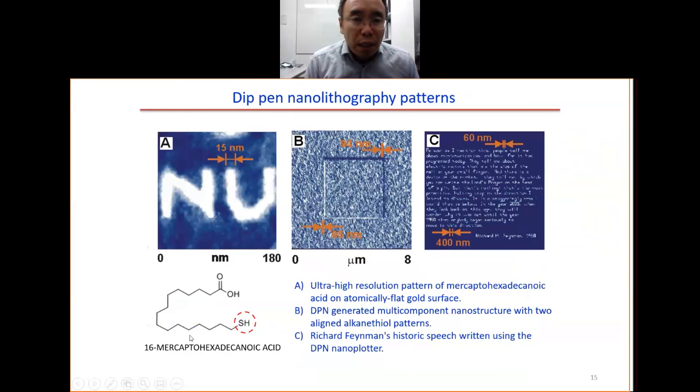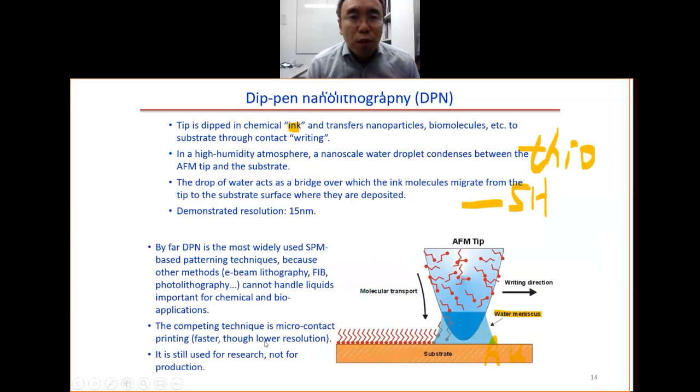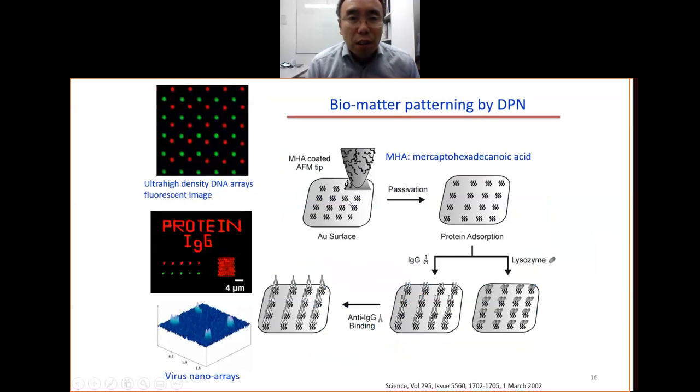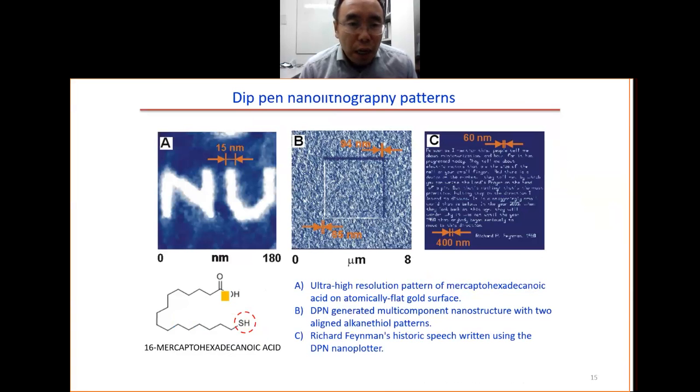So here you have this MHA, this is MHA acid. You can do more than that. Here you have the MHA coated onto the gold surface. Then you can passivate the area around it. And then you can do protein binding and absorption. Here you have this acid group.